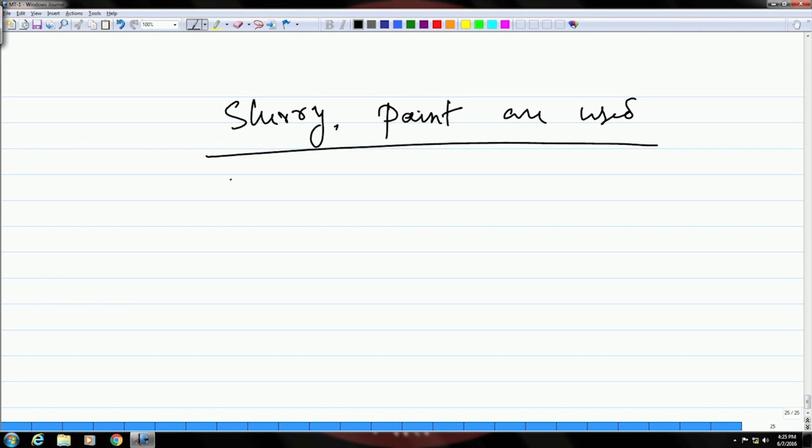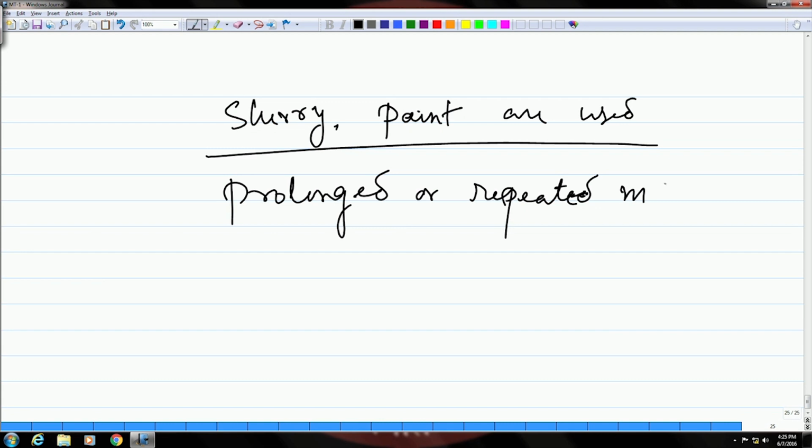So, in all such cases, prolonged or repeated magnetization is needed because of the low mobility.